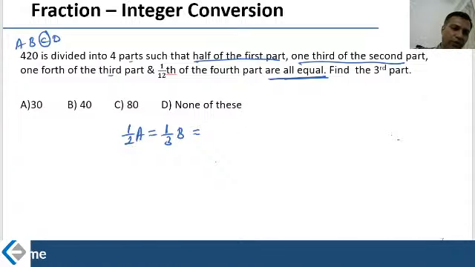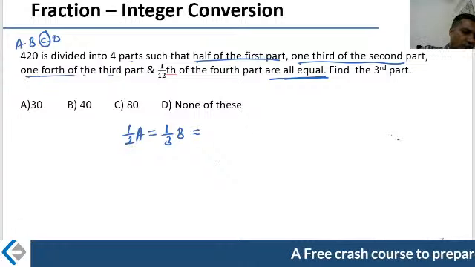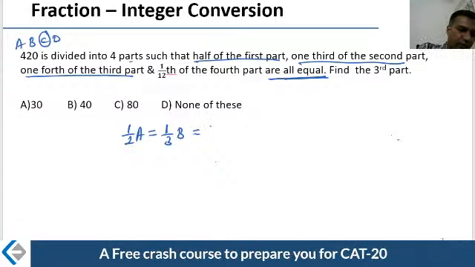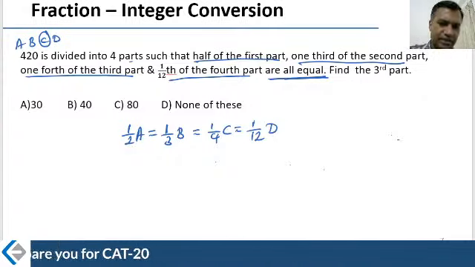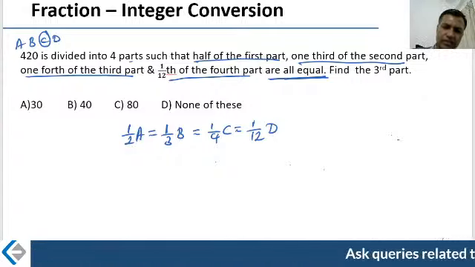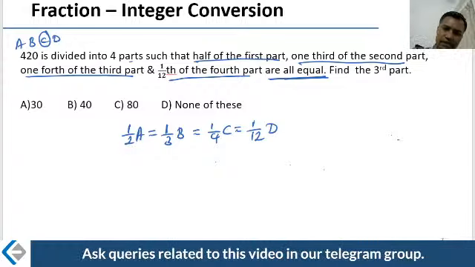Half of A, 1/3 of B. Next one, 1/4 of the third part, 1/4 of C, and 1/12 of the fourth part. Now what did he say? All these are equal. That's what I precisely did. That's what he said, and that's what I precisely equated them to. So now all these are kind of equal.